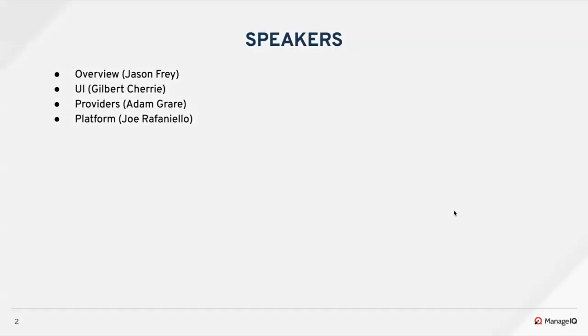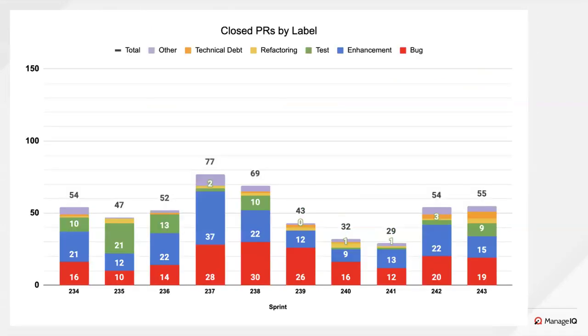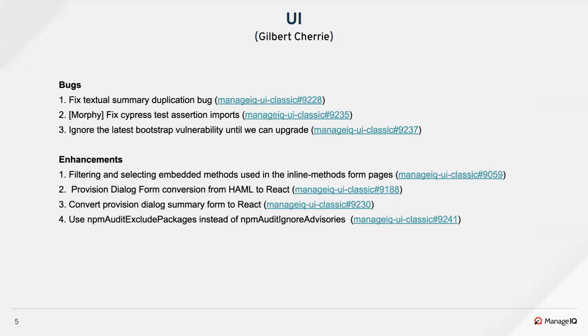Let's get started. I'll start with the overview, Gilbert on the UI, Adam on providers, and Joe on the platform. This sprint, we had 75 PRs merged, relatively normal sprint. There's an uptick in the number of PRs open because there was a number of blast out PRs to get code coverage and Rails 7 type stuff as we move towards upgrading to Rails 7. But of the merged PRs, it was pretty standard with 19 bugs fixed and 15 enhancements and a smattering of the rest. And over to Gilbert on the UI.